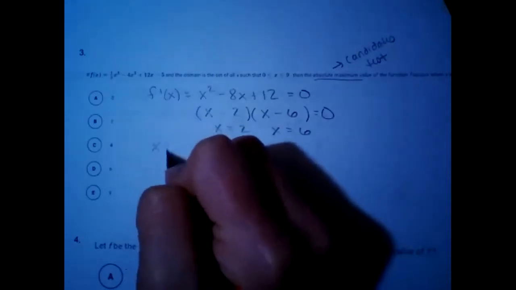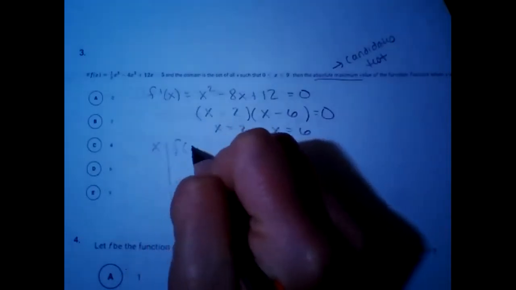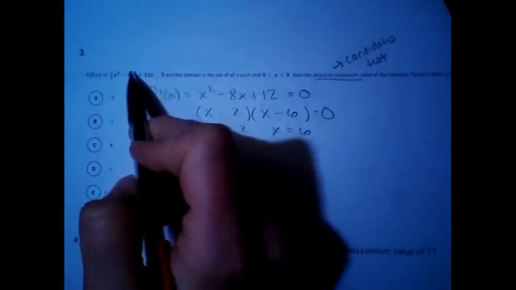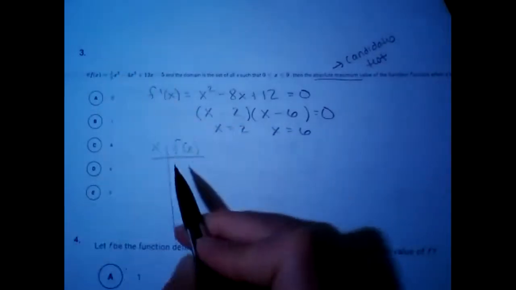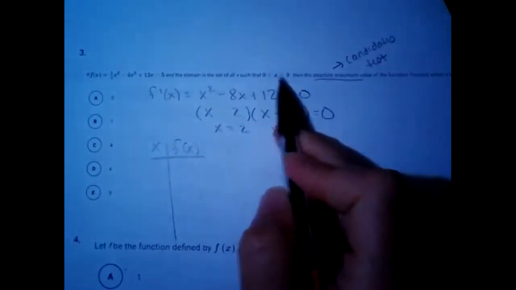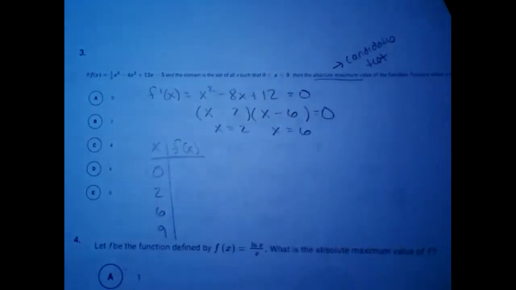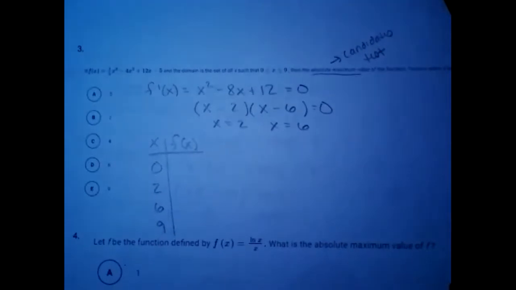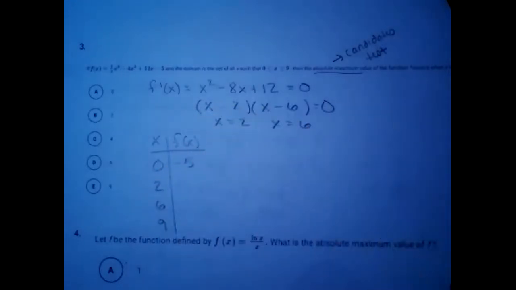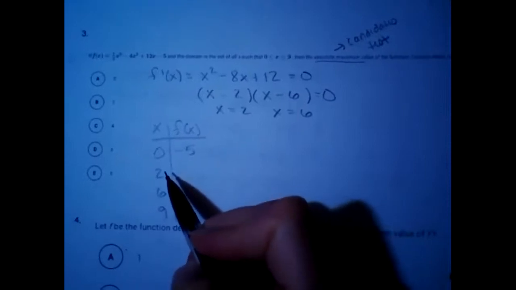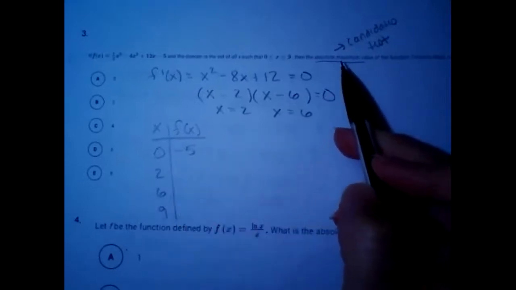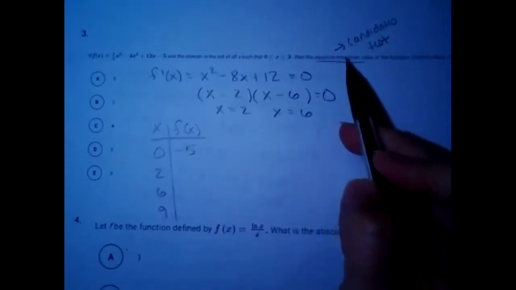So we're going to make a chart. And remember, you're plugging into the original function. So this one right here. And so we're going to use our endpoints 0 and 9 and our critical points 2 and 6. All right, so plugging in 0, that's going to give us -5. And I have a feeling this is going to get real messy here in a second. This question was non-calculator, so we're going to try and fight our way through this. We don't really need to find them exactly. We just need to figure out which one's the biggest, to be honest.